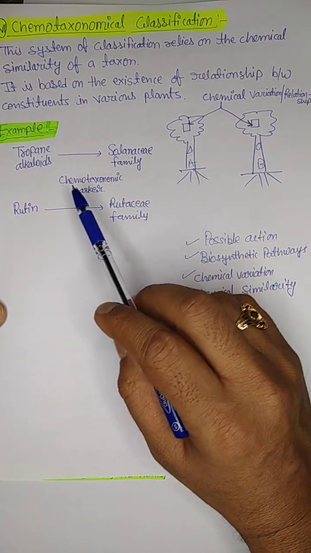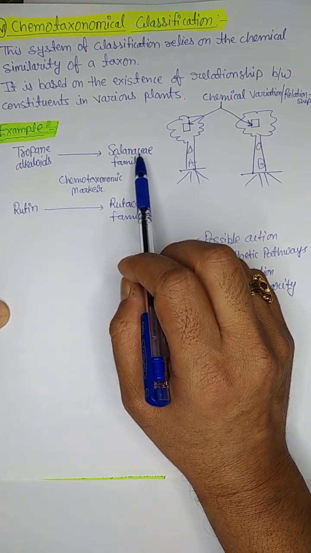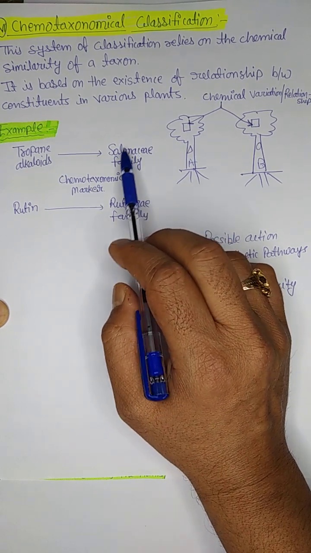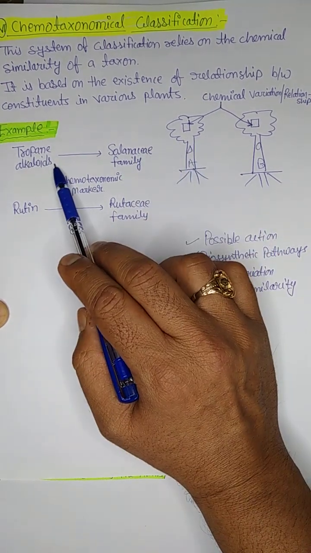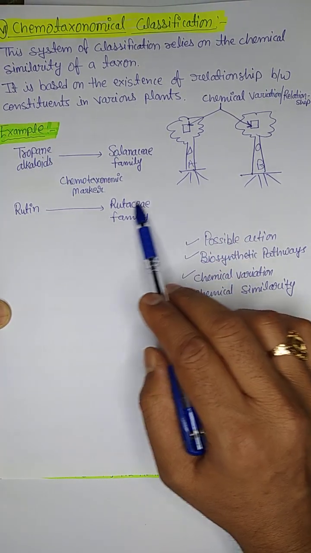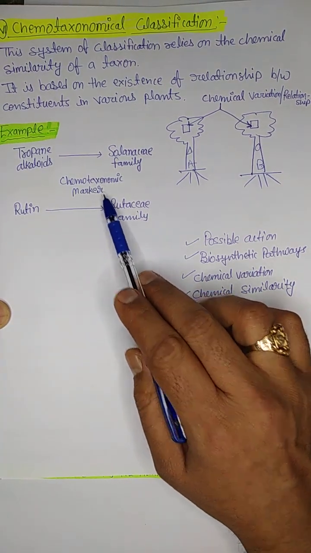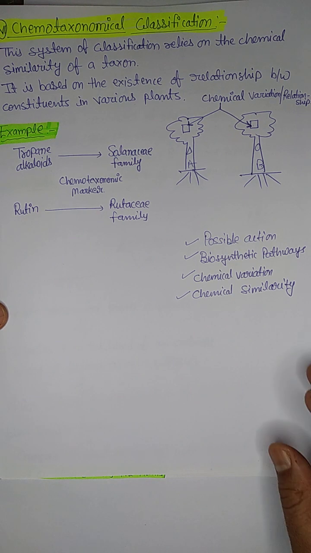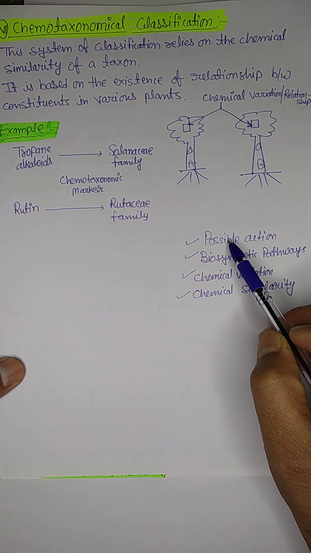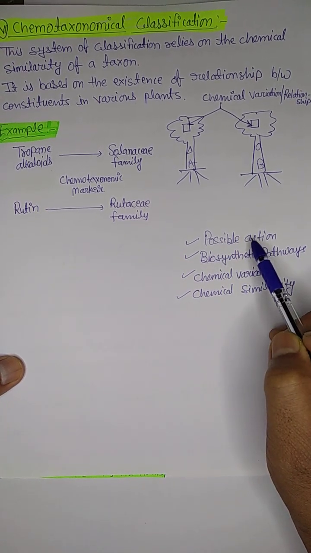Let's try to understand with an example. When we talk about the example, tropane alkaloid will be there as a chemotaxonomic marker in the Solanaceae family. All the Solanaceae family plants biosynthesize tropane alkaloid. In the same way, rutin will be there in the Rutaceae family. So this is common, but this rutin becomes a chemotaxonomical marker. So why do we do that? Because we need to know, when we are going for chemotaxonomic classification, what are the possible actions?